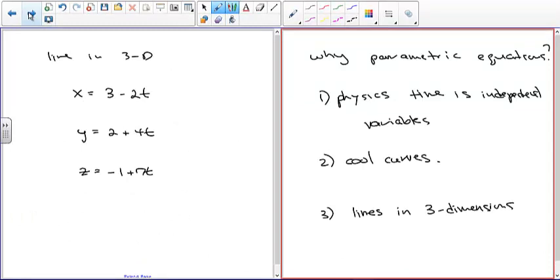Okay. So why do we use parametric equations? Well, in physics, time is the independent variable. It's the parameter. And x and y are the dependent variables. That's the trajectory. We could have x, y, and z as the coordinates. It also does cool looking curves, right? And much more exciting than what we could do in algebra. And it deals with lines in 3 dimensions, which is extremely important for Calc 3.